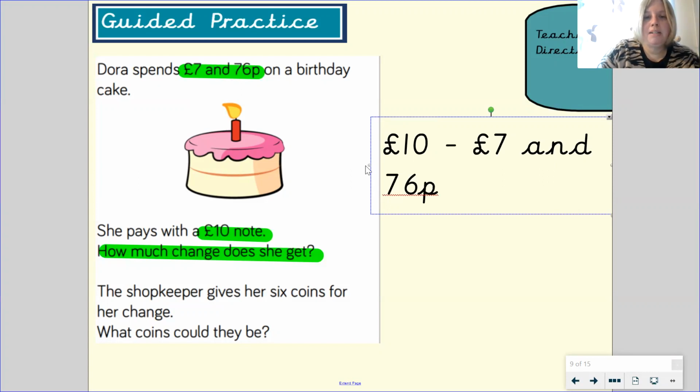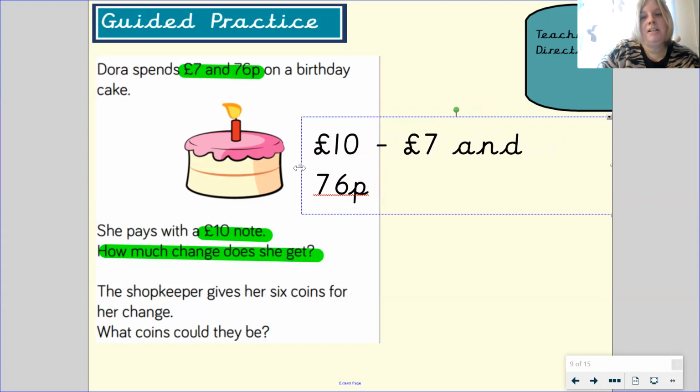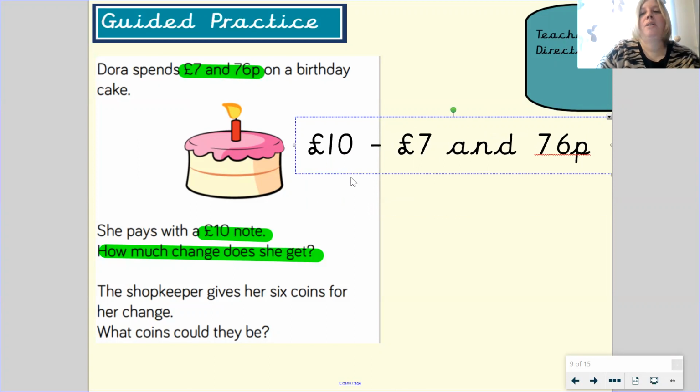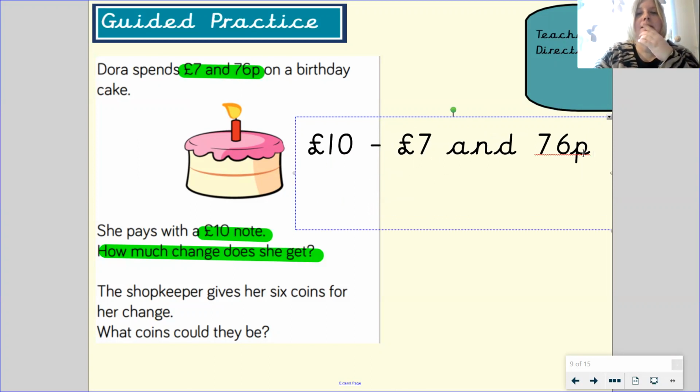It's a little bit big, so I'm going to stretch it out so we can see all of that in one line. Then I'm going to think about the next step of the problem. And I need to borrow a pound coin from my £10 so that I can take 76p away from this.